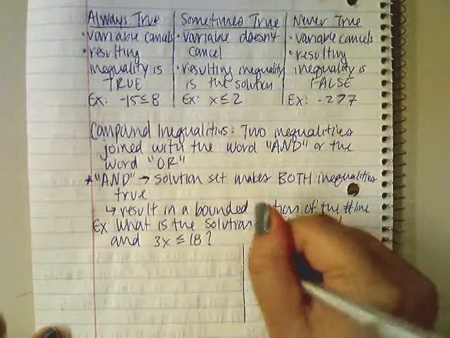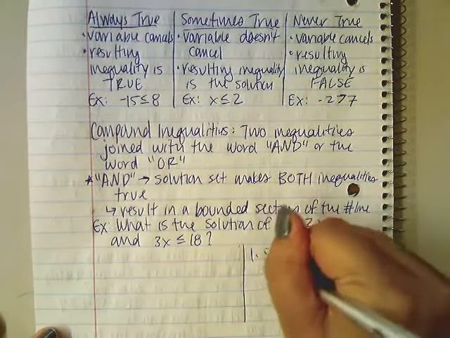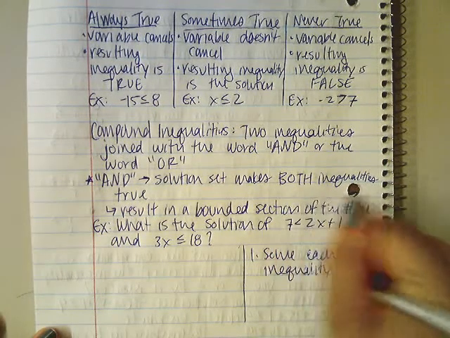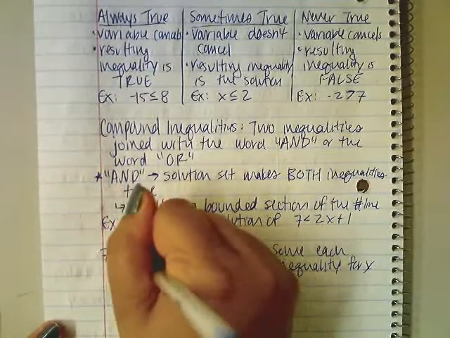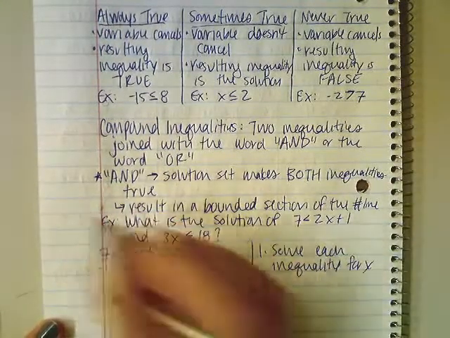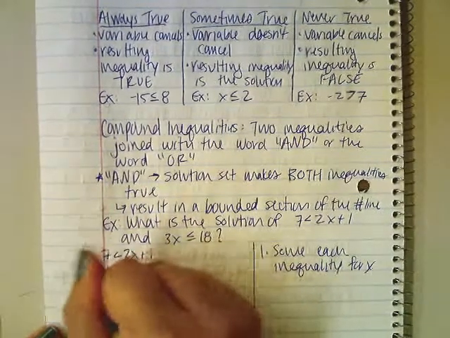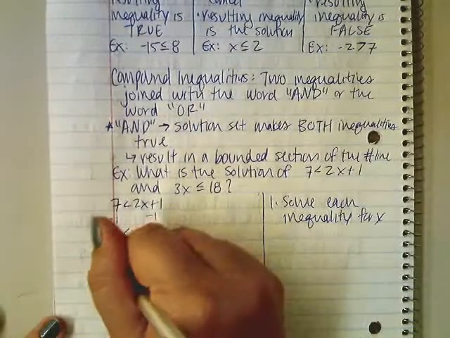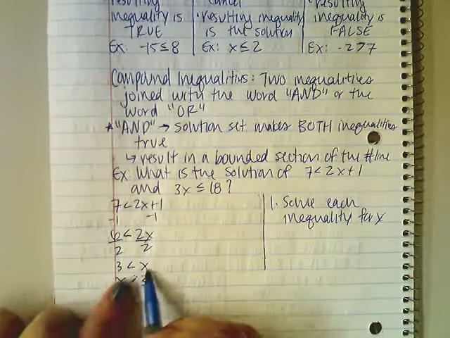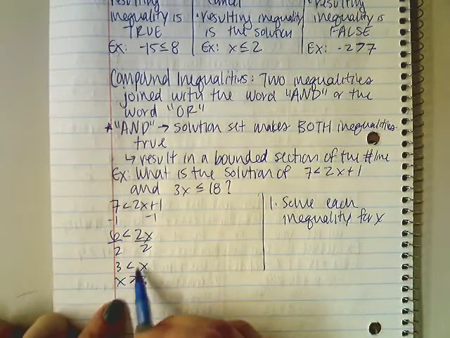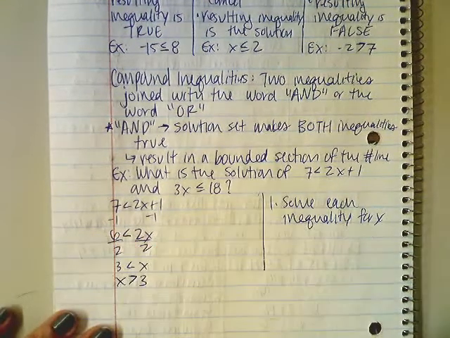So first step, we're going to solve each inequality for x. If I start with this one, 7 is less than 2x plus 1, I subtract 1 from both sides. I get 6 is less than 2x. I divide by 2. And I get 3 is less than x, which I can flip around. If I read this backwards, x is greater than 3, so I can write it that way, or 3 has to be less than x. So this is my solution for the first one.